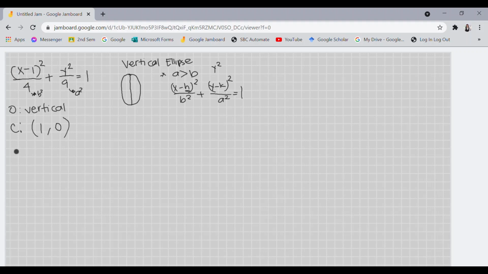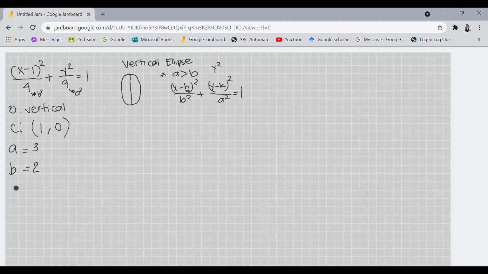And then, to get the value of a, base lang natin siya dito sa a squared. Since ang a squared nga natin is the bigger number, which is 9, square root of 9, that is equal to 3. And then, for your b, which is from b squared, that is the square root of 4. Ito naman siya. So, we have square root of 4, which is 2.